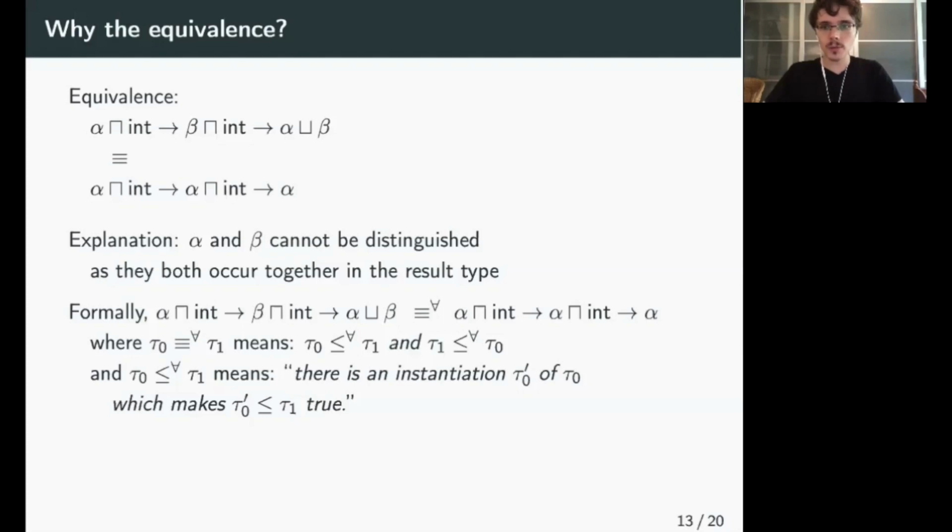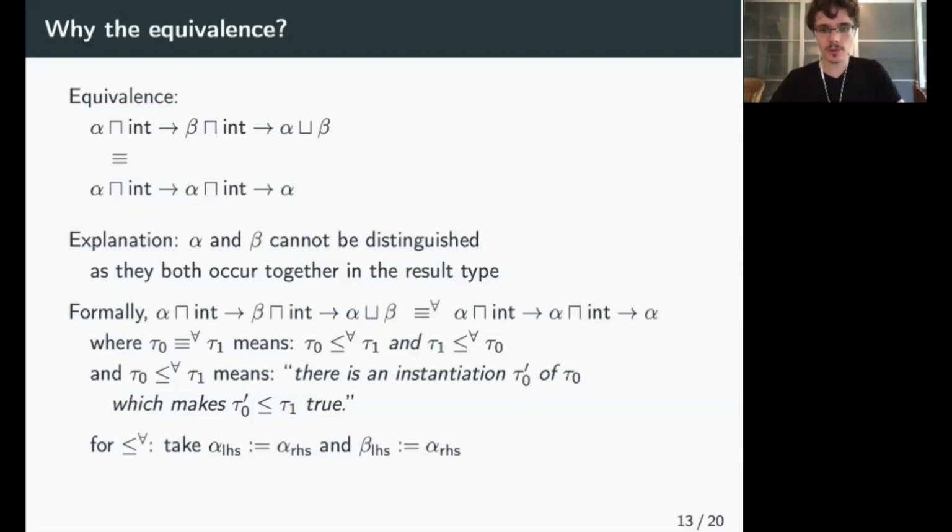For the first subsumption direction, which is to show that the original type subsumes the simplified type, we can pick the following variable assignments. Alpha is left as alpha and beta is taken to be alpha. This makes both types identical, which trivially means that the former subsumes the latter.